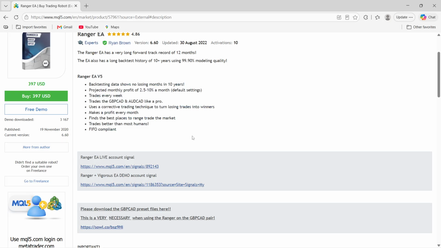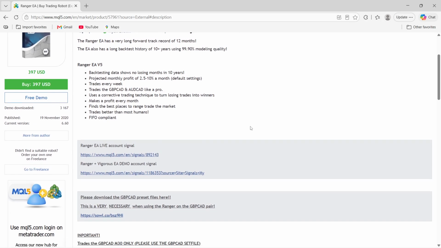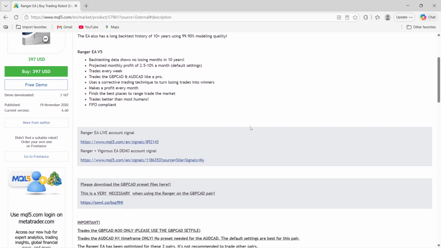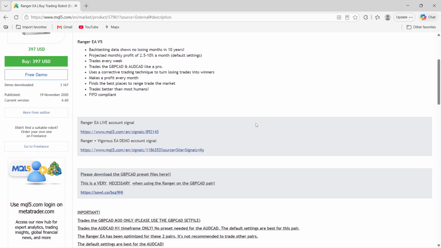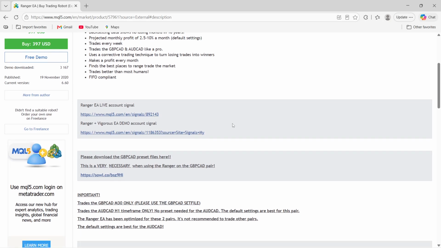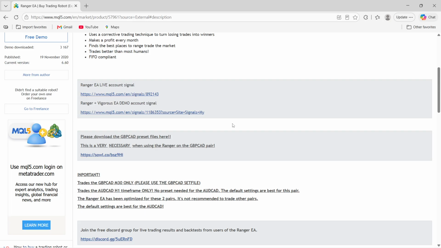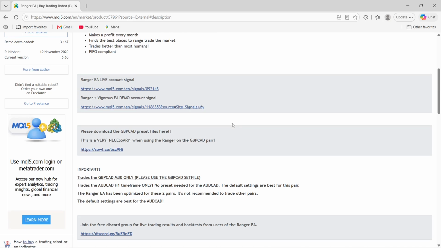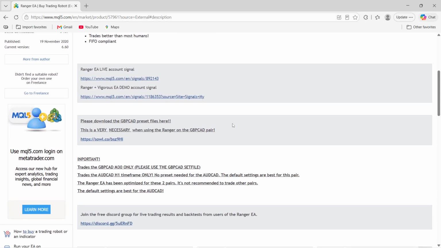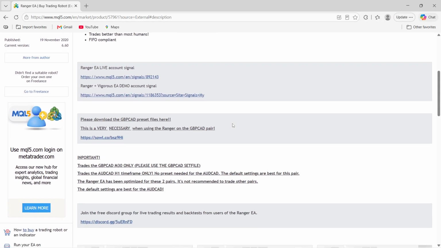There's a live account signal linked, as you can see here, showing real performance. And they also mention a combined demo signal with another EA. They strongly recommend downloading specific preset files for GBPCAD. They call it very necessary, while AUDCAD runs well on defaults. The message is clear, this EA has been optimized for these two pairs only and is not recommended for others. So overall, the pitch is consistent profits every month through smart range trading and recovery logic that handles drawdowns by turning things around.